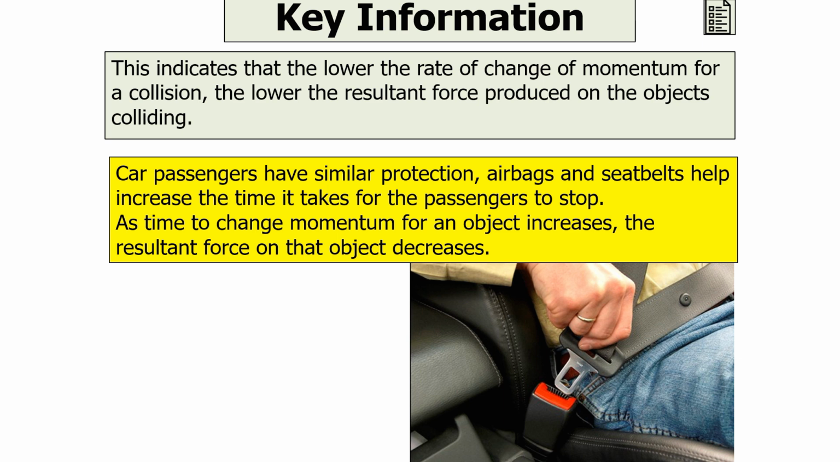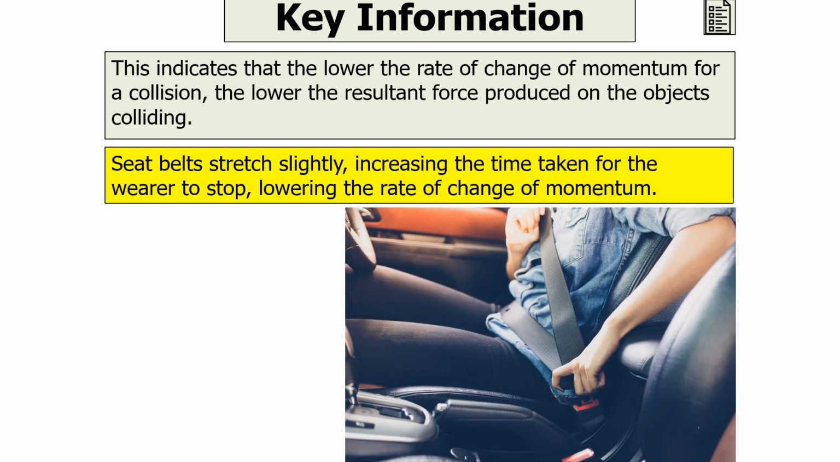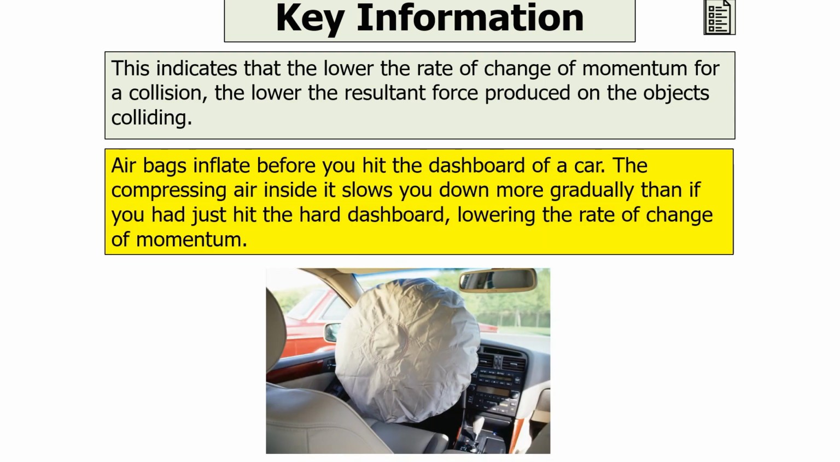Airbags and seatbelts help increase the time it takes for the passengers to stop. As the time to change momentum increases, the resultant force on that object, the person, decreases. So seatbelts will stretch slightly, increasing the time taken for the wearer to stop, lowering the rate of change of momentum. Airbags inflate before you hit the dashboard of a car, so the compressing air inside it slows you down more gradually than if you just hit the hard dashboard, lowering the rate of change of momentum.